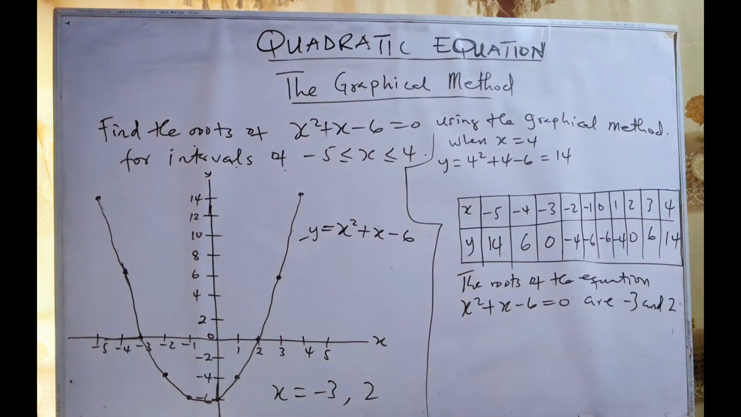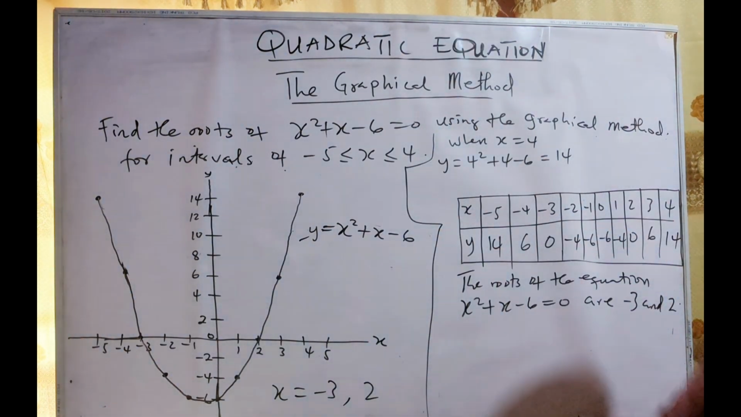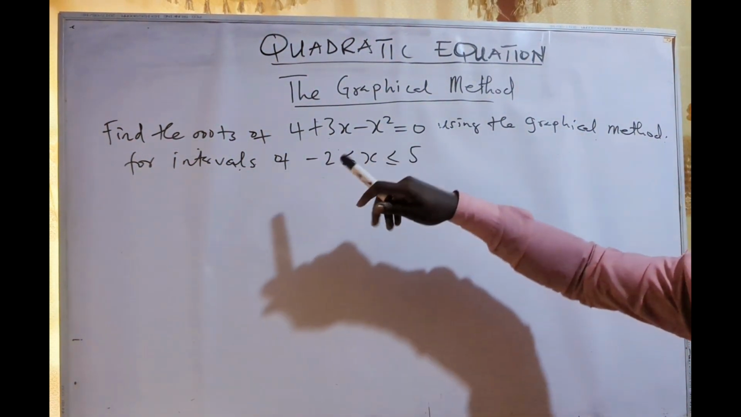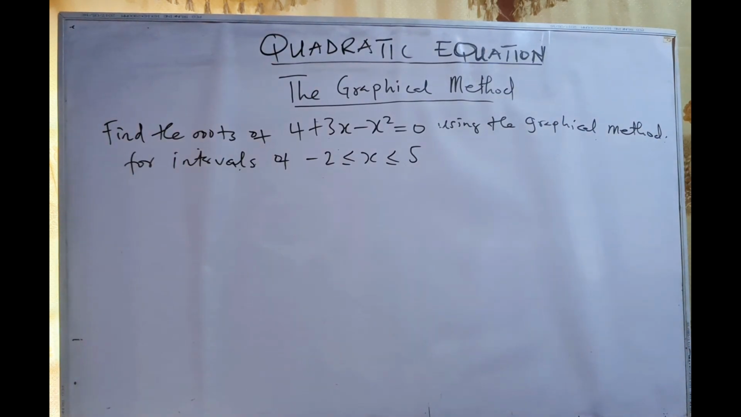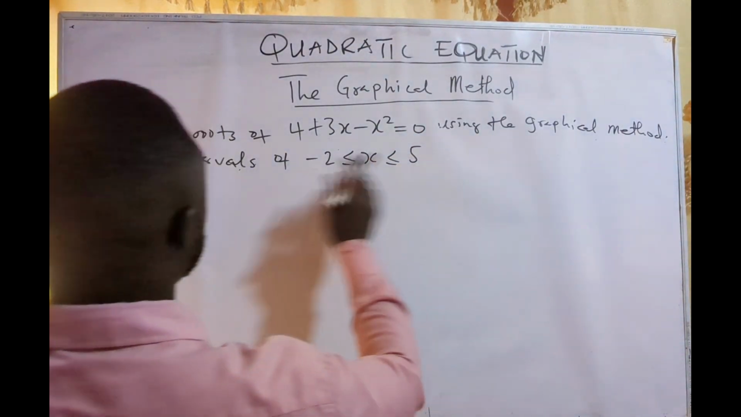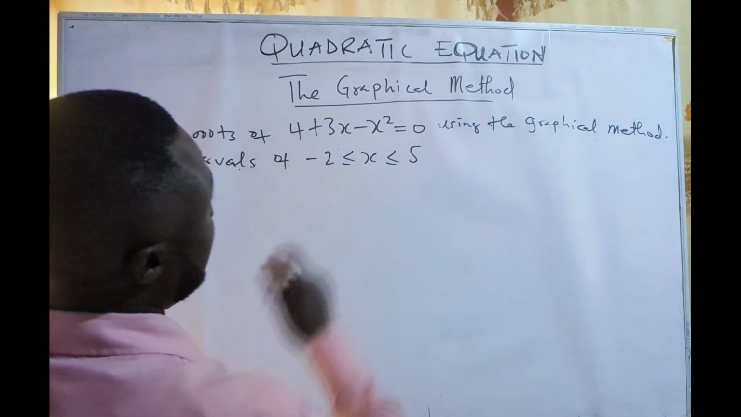All right. We are going to solve one more example on this, and I know you understand. We are going to solve a question where the curve has a maximum. Let's look at an example where the coefficient of x squared is negative, and we are finding the roots using the graphical method for the interval -2 less than or equal to x, less than or equal to 5.